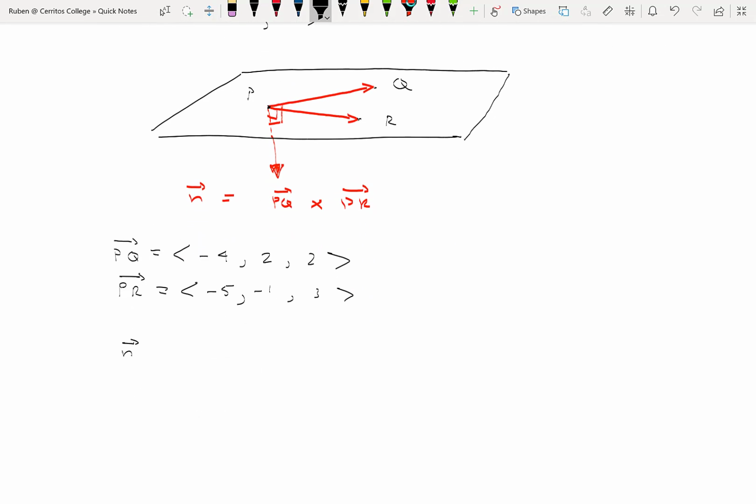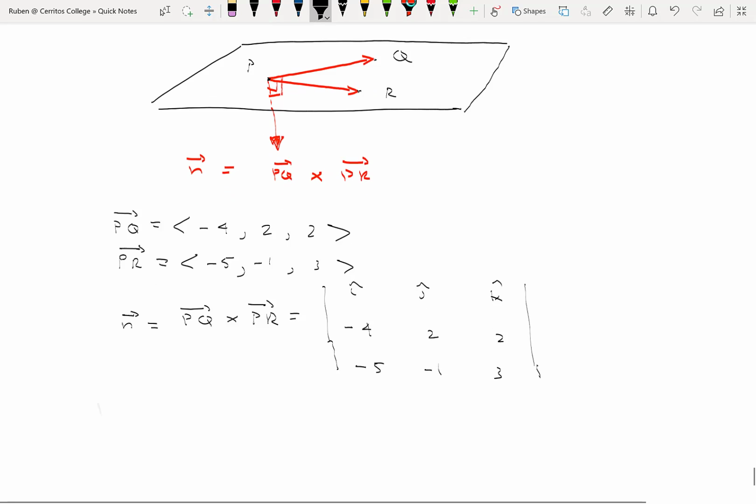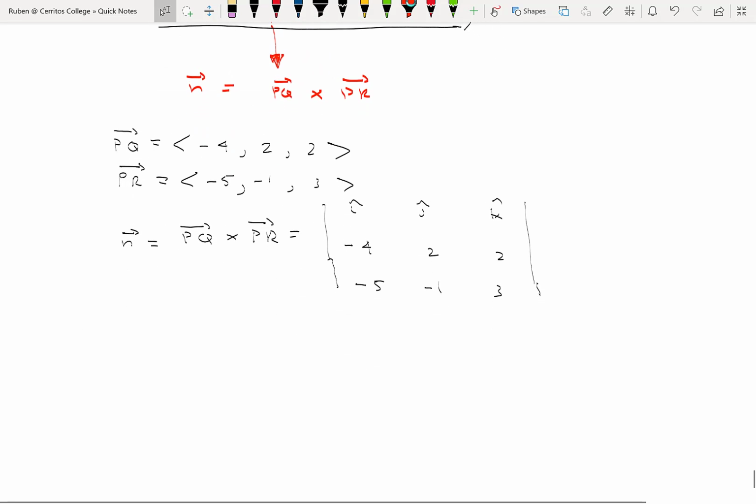So my normal vector I'm going to choose as PQ cross PR. And that's nothing more than the symbolic determinant with i, j, and k across the first row, the standard basis vectors. The components of PQ: -4, 2, and 2. The components of PR: -5, -1, and 3. Then I compute this cross product.